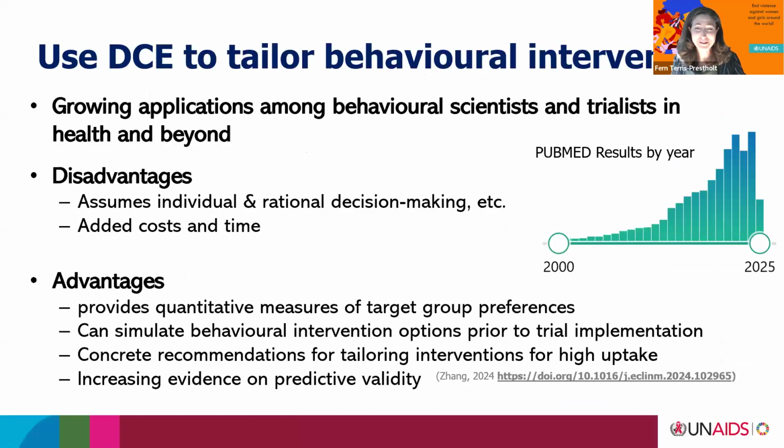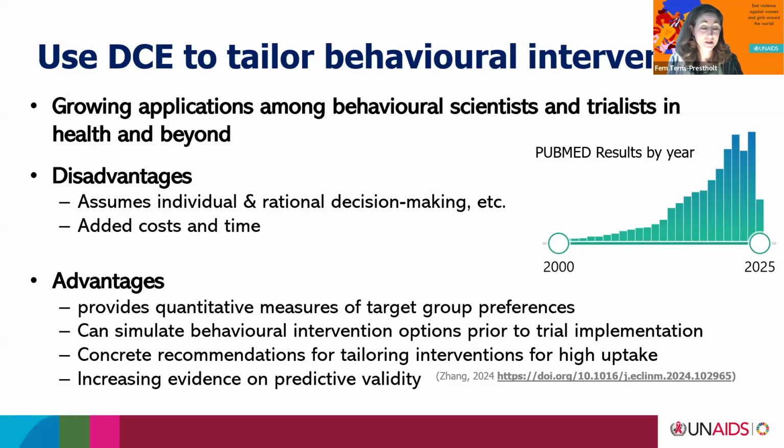Yeah. So to draw to an end, this is a growing area of research. You can see huge increases over time, especially among behavioral scientists and trialists and beyond. It does take extra time in that formative phase, and it assumes that people can predict what they will actually do, and that it's an individual choice, which in our case in HIV, sex is not always an individual choice, how you do your prevention, and it assumes rational decision-making.